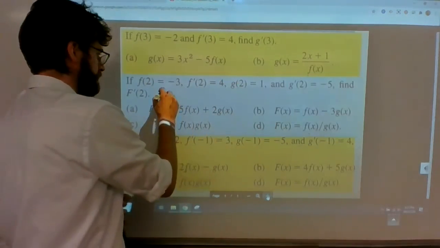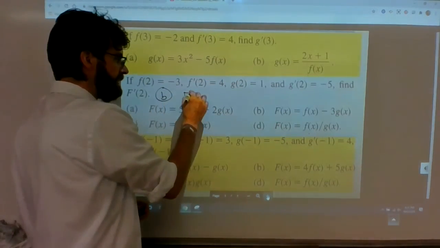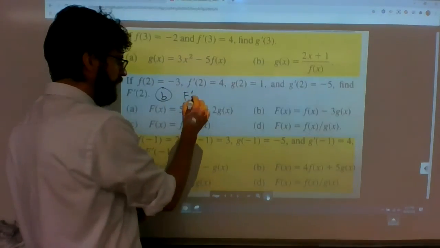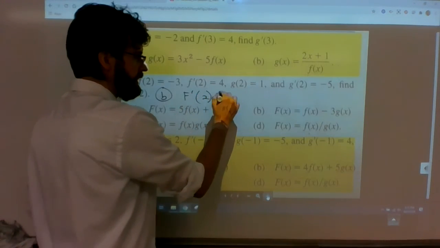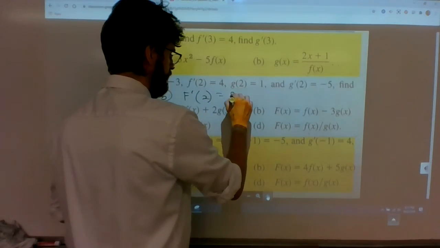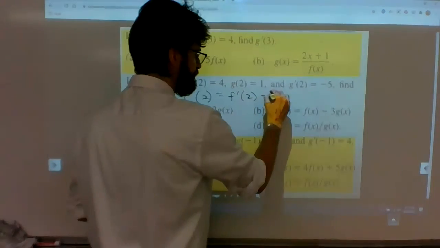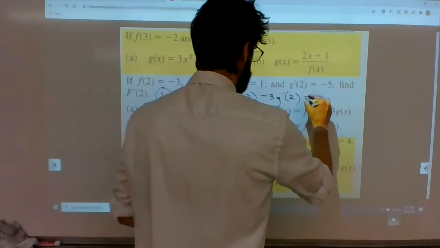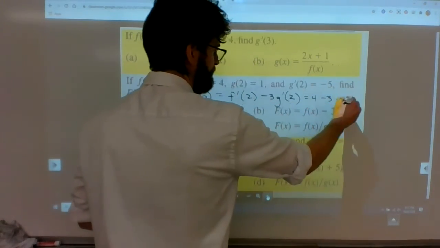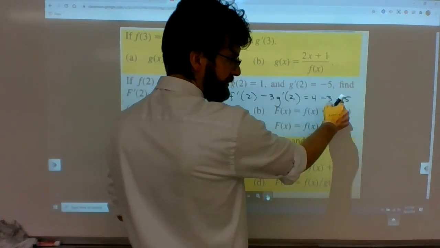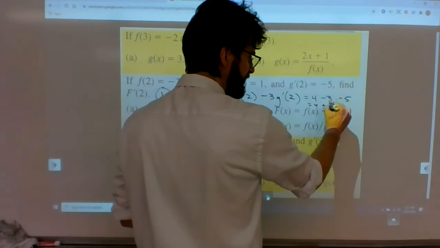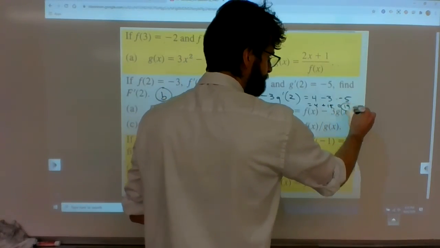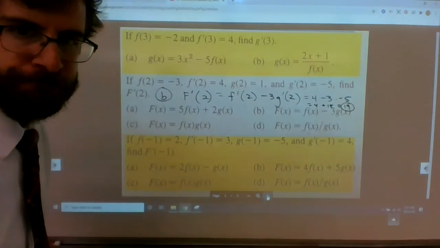B. The answer for B, f prime of 2 equals little f prime of 2 minus 3g prime of 2. 4 minus 3 times -5. That's a negative times a negative, which creates a positive 15. Should be 19. B is 19.